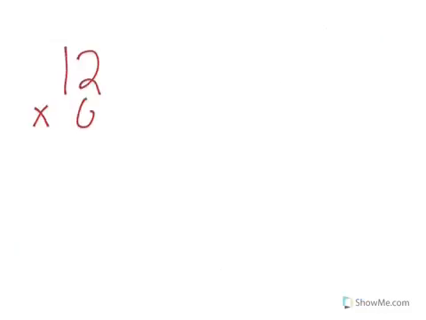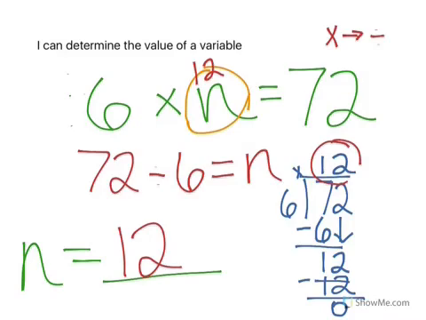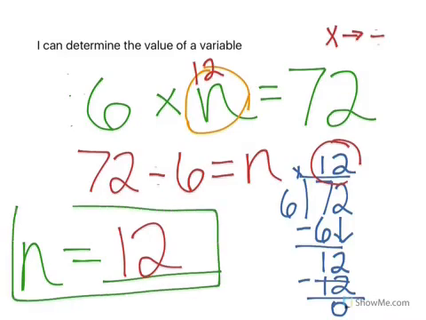6 times 12 equals 72. Let's check it out. 12 times 6, or 6 times 12, it should equal 72. 6 times 2 is 12. Carry my 1. 6 times 1 is 6 plus this one, 72. I know that my answer is correct and n equals 12.